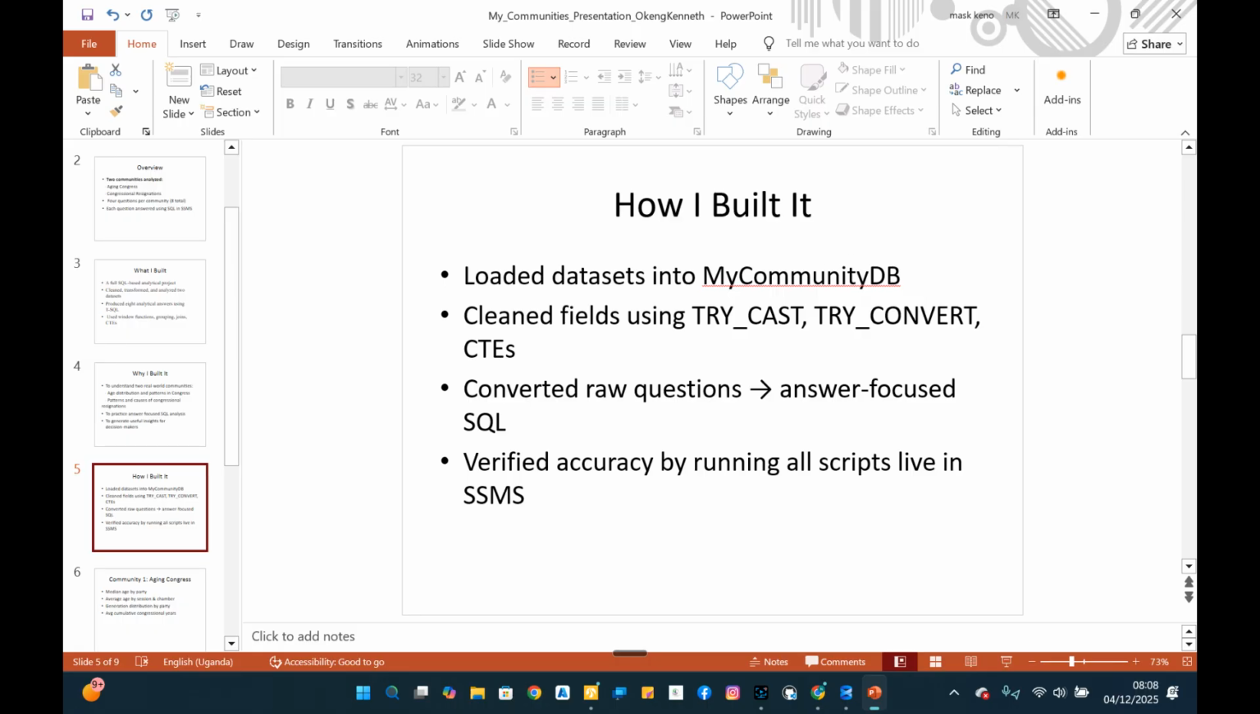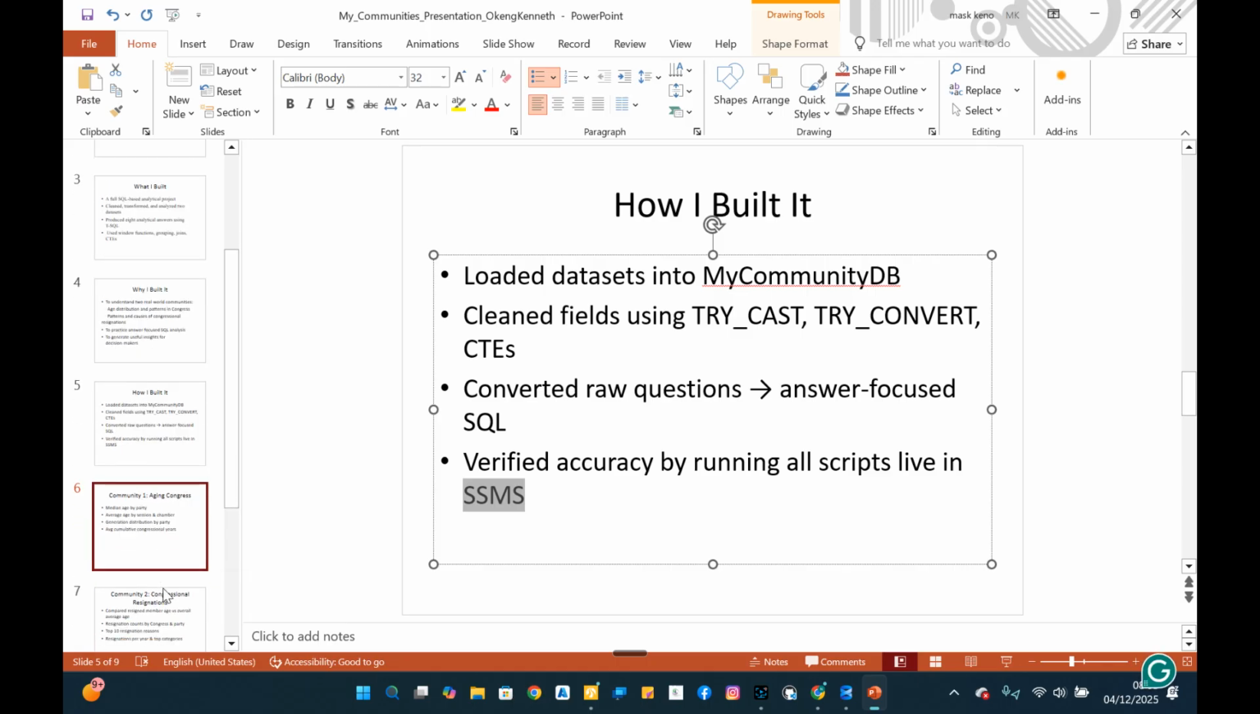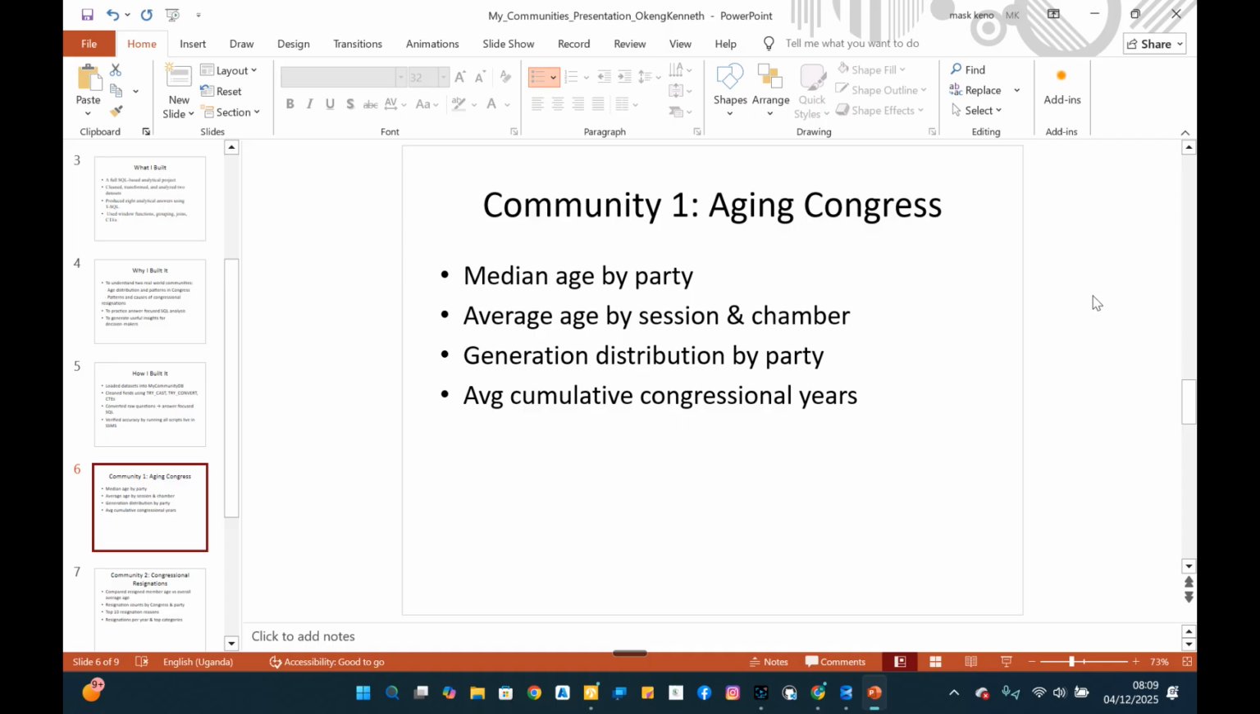So how I built it: I loaded the datasets into my community database. I cleaned the fields using TRY_CAST, TRY_CONVERT, and CTEs. I converted raw questions into focused SQL answers, then I verified accuracy by running all the scripts in SQL Server Management Studio, which we shall be seeing shortly.